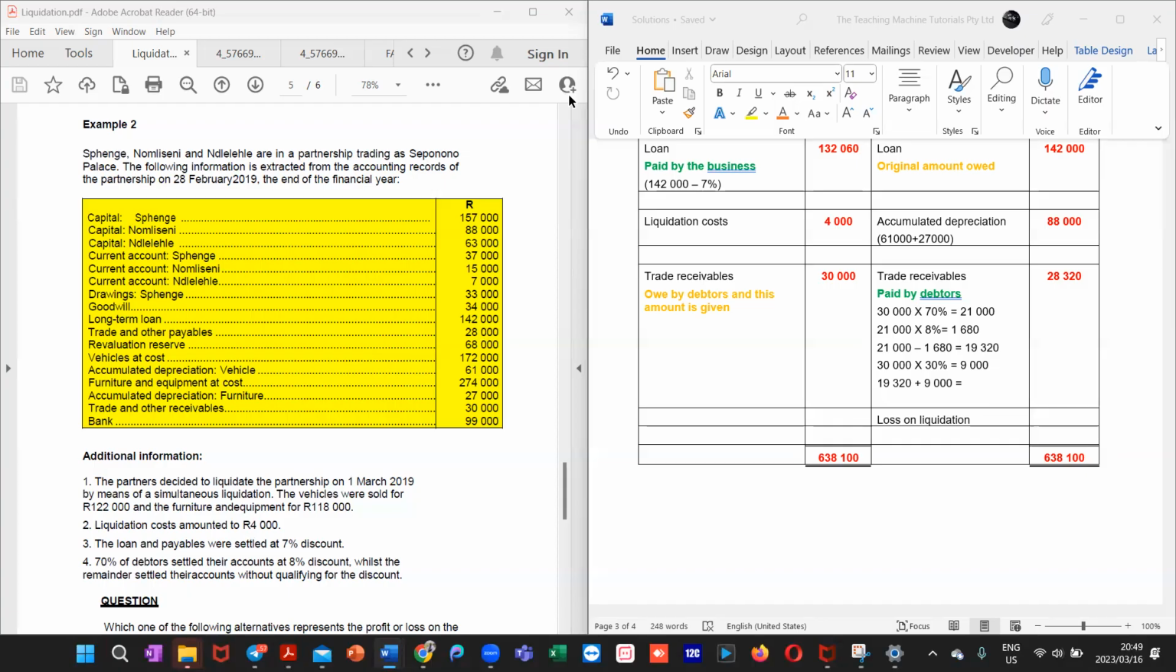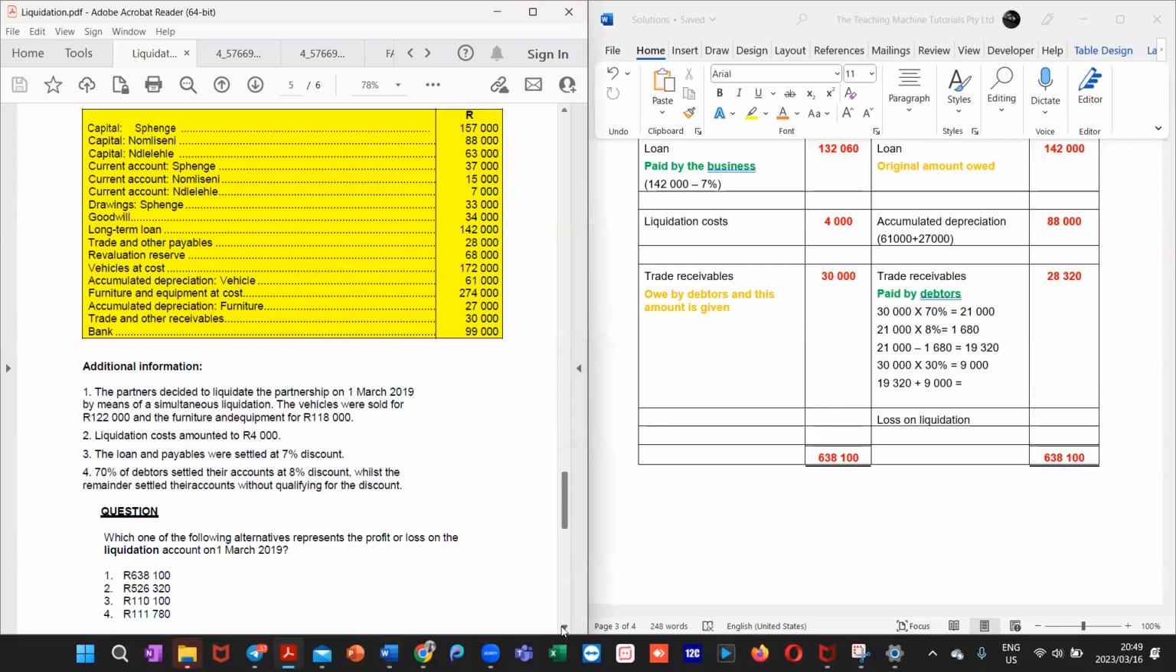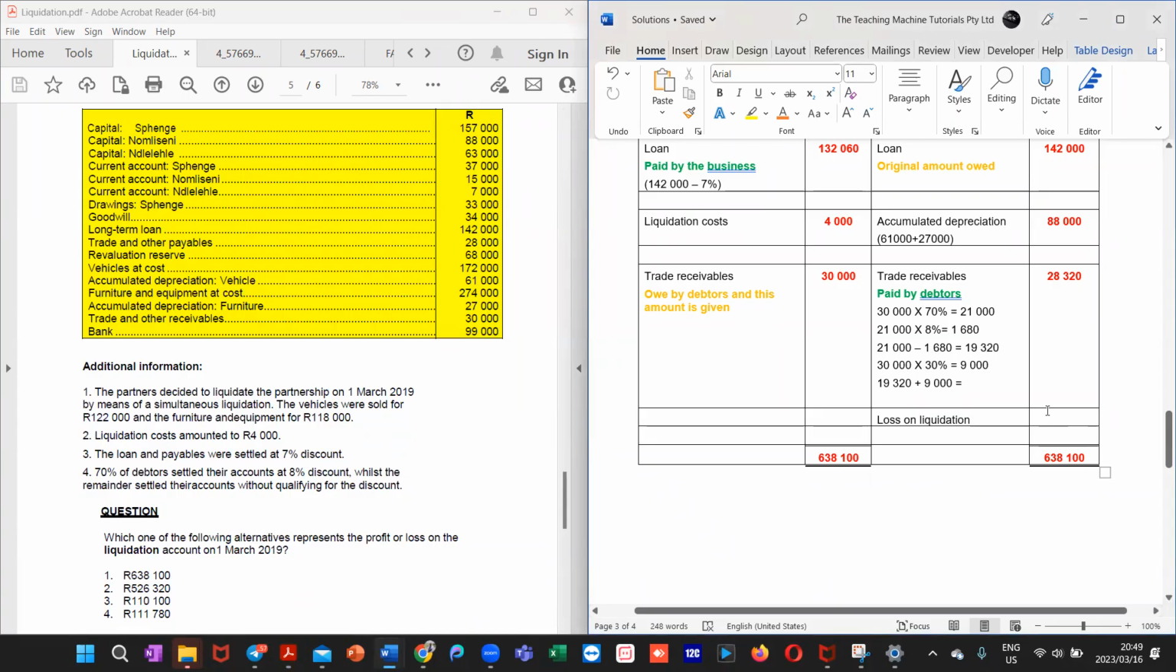The difference is 111,782. Hey, do we have 111,782 in the options? Yes, we do. Number 4. Yes.